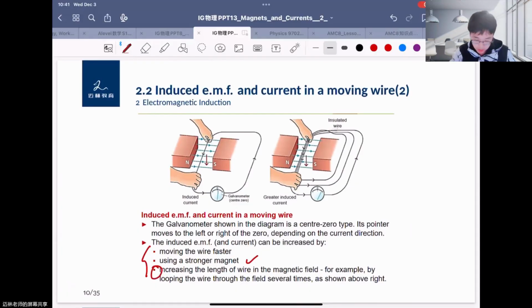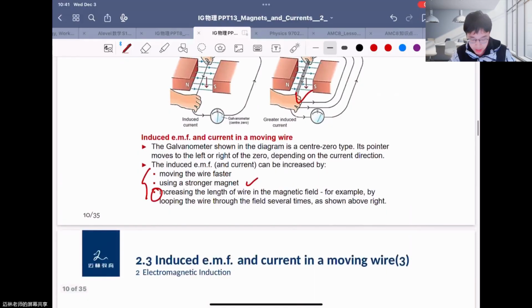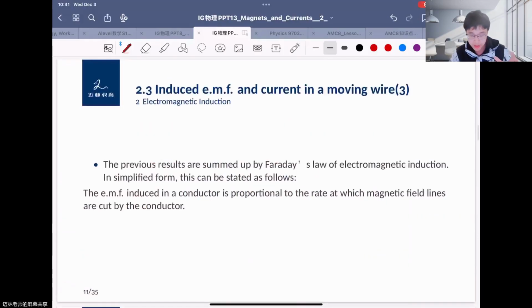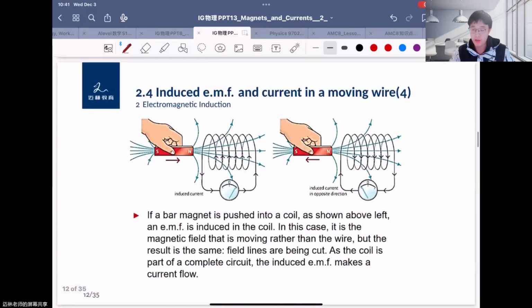The last method is increasing the length of the wire in the magnetic field. Here's the example: if you loop the wires through the field several times, you can increase the current. And remember that when you're inducing the electromotive force, that always follows Faraday's law. Maybe we will introduce Faraday's law in the next part.